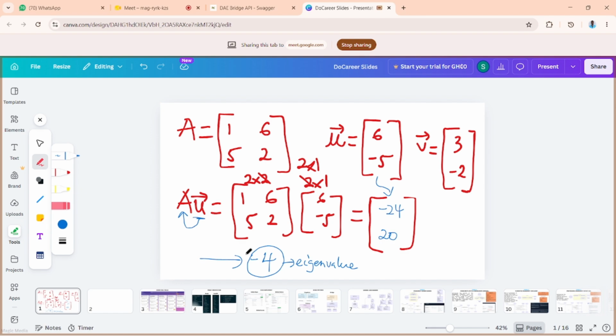Okay, so if let's say we had Au to be negative 26 and 20, that is negative 26 and 20, it means we would not have had an eigenvalue. You will not find it. So u is not an eigenvector. Okay.